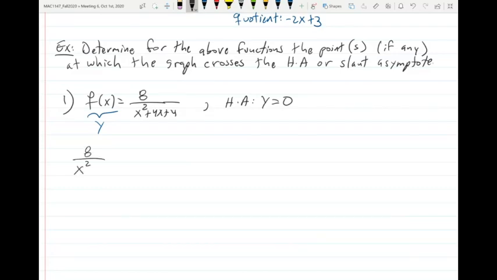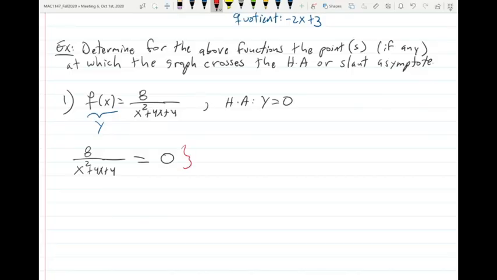So we take a rational function and we put it equal to 0, because that's a horizontal asymptote, and then we try to figure out if there is any solution here. Let's see. Is there a solution to this equation? Here we have a fraction equal to 0. Remember, a fraction is 0 only when the top is 0, right? But here the top is 8.